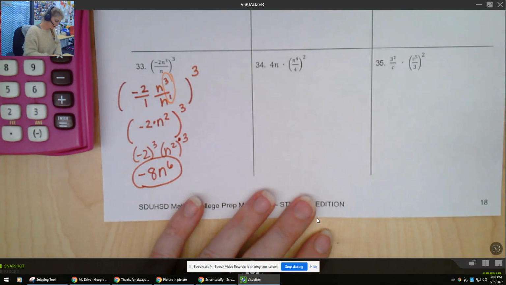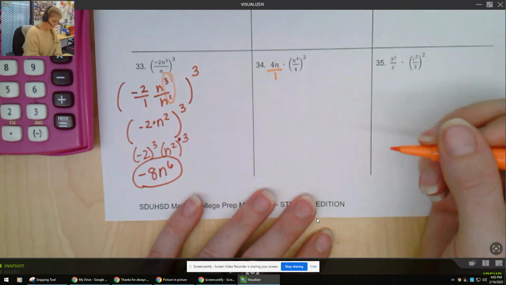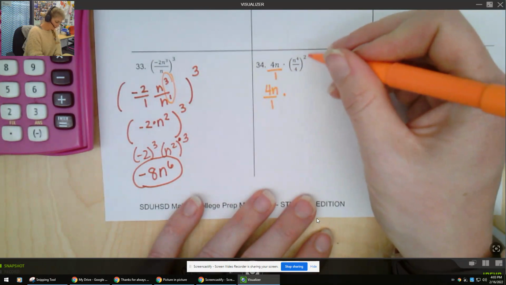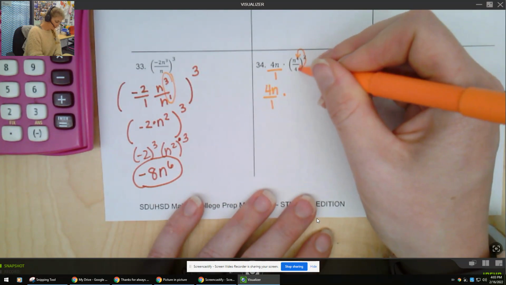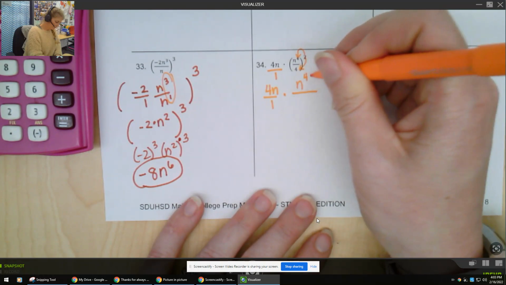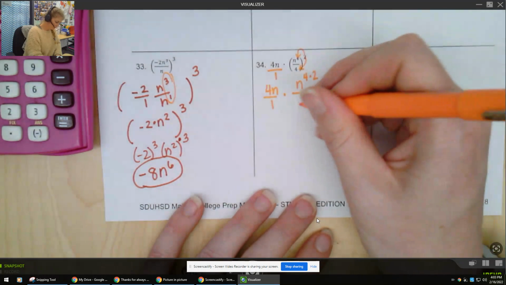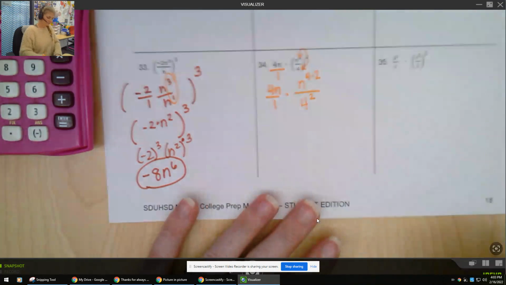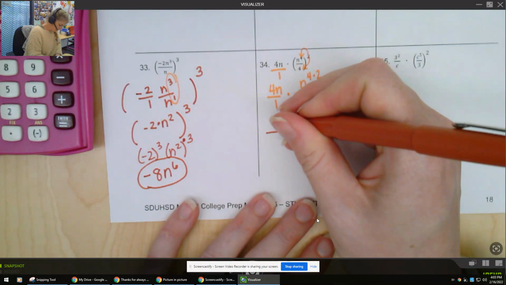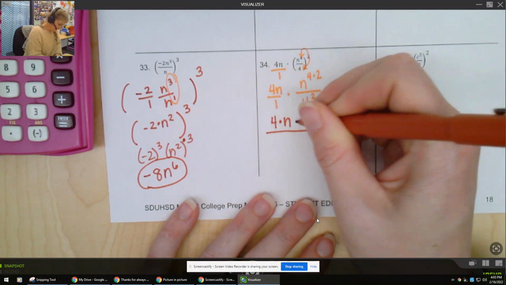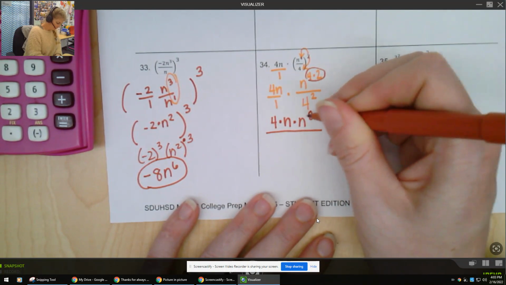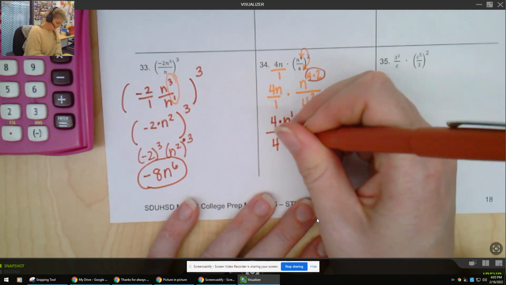Okay, let's look at the next one. Thinking about this as over 1 is going to help me out. So I have 4n over 1 times this exponent on the outside has to get applied to both of the factors on the inside. So n to the 4 times 2, power of a power, and then 4 to the second. We can think about this as one big fraction with 4 times n times n to the 8th, over 4 to the second.